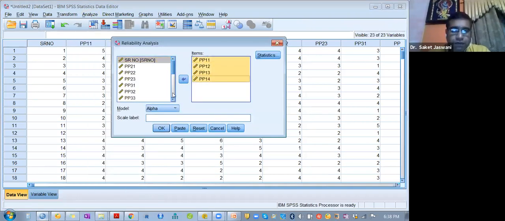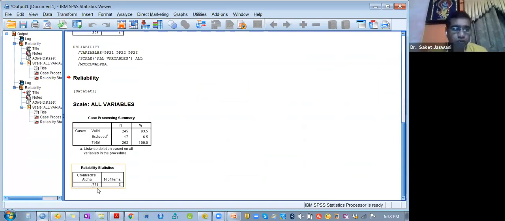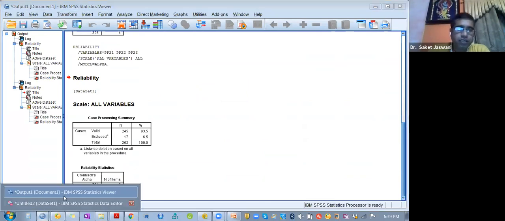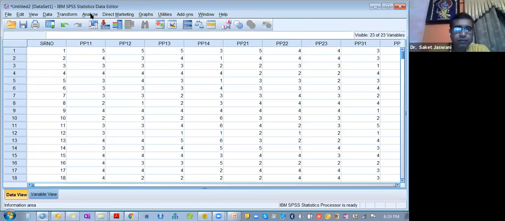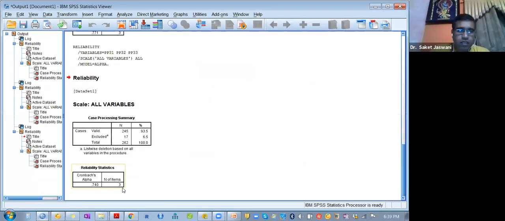Take back all these 4 items of PP1, transfer the 3 items of PP2 and click OK. The Cronbach's coefficient alpha for PP2 is 0.771, which is within the acceptable range, so you can accept this variable. Likewise, you can test all other variables and check which is reliable and which is not. Variable 3 with 3 items is 0.740, which is also reliable. So we came to know that PP1 is not reliable.